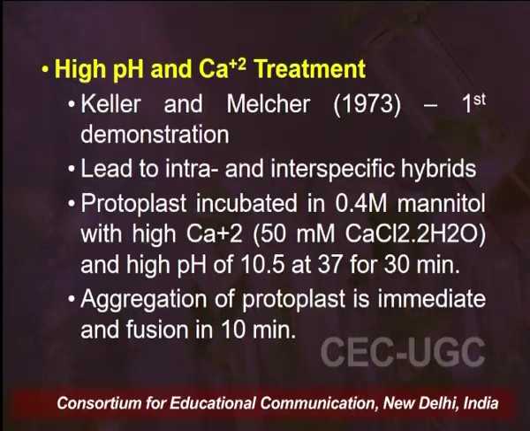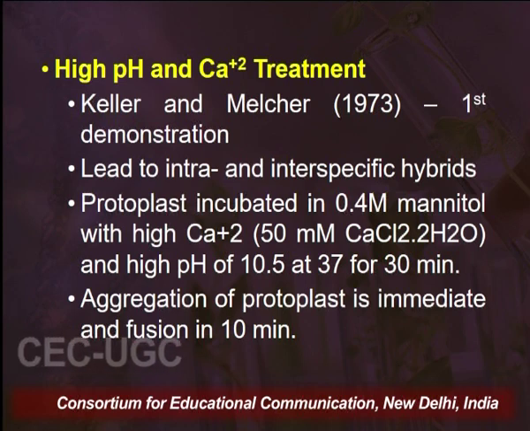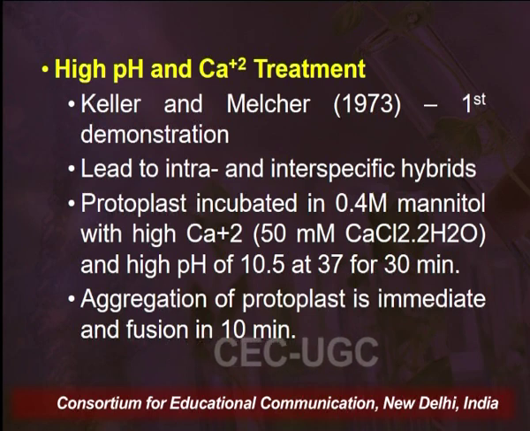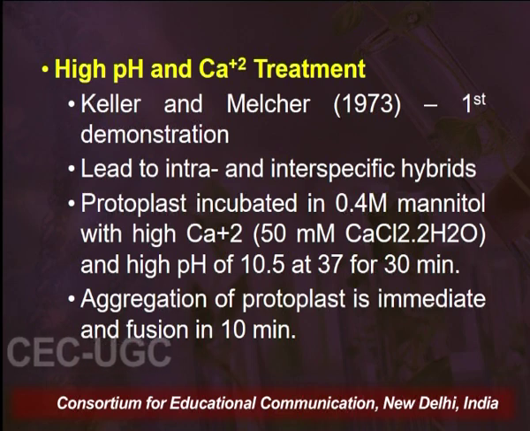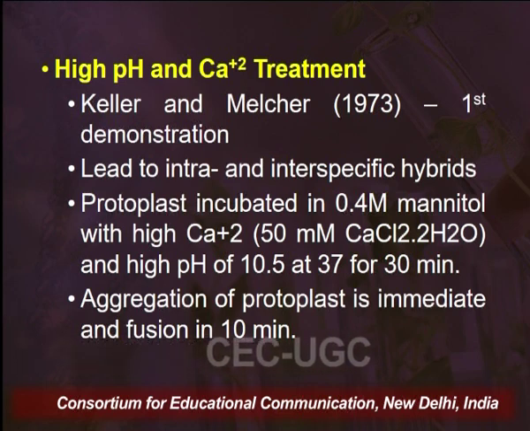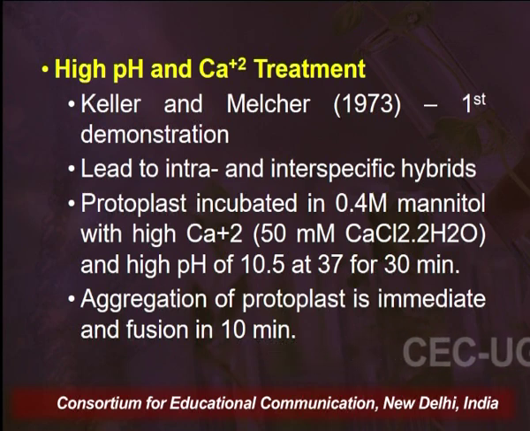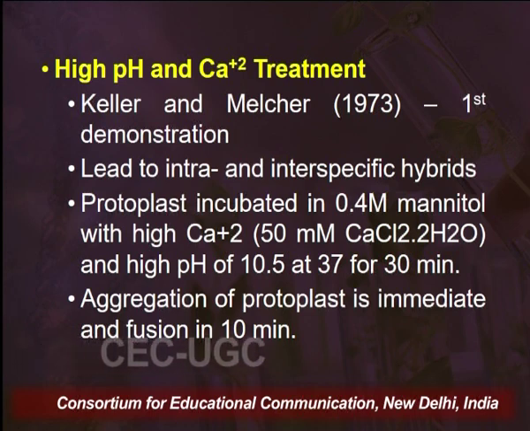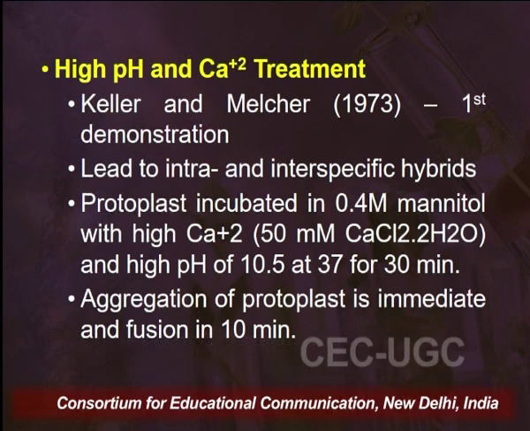Second, it was found in 1973 by Keller and Melcher that if we expose the protoplast to chemical treatment along with high, alkaline pH and high calcium ion concentration, this again helps in improving the overall protoplast fusion and the yield of the protoplasmic hybrids that are obtained. Now, this increased pH and increased calcium treatment was also found to help in development of intra and interspecific hybrids.